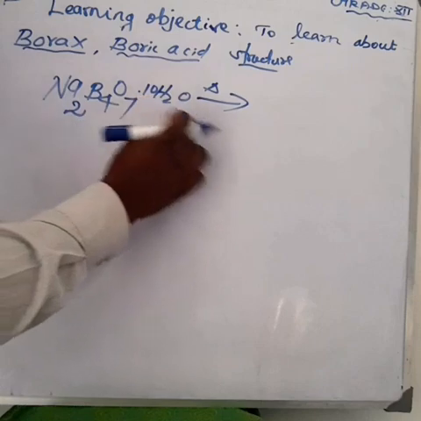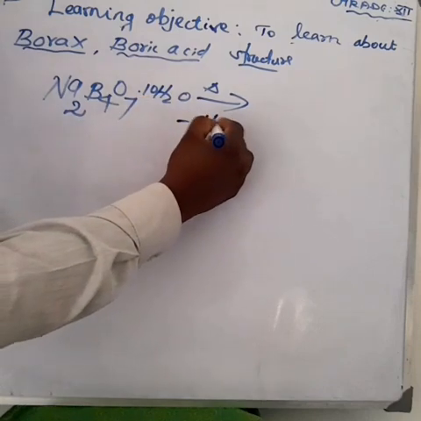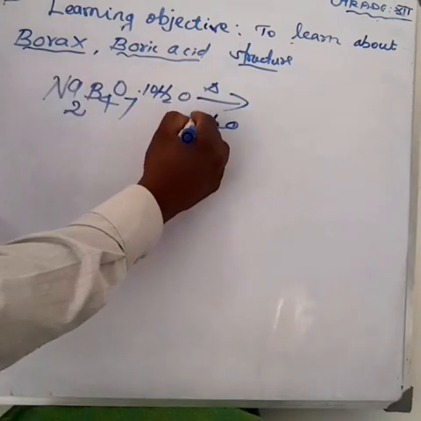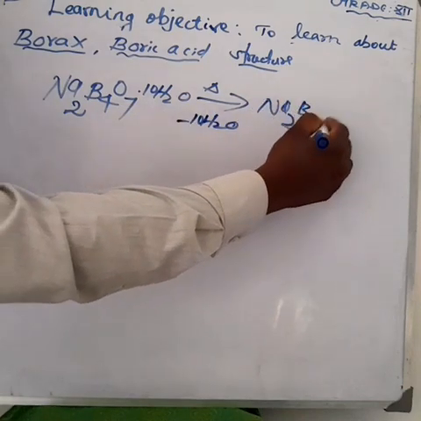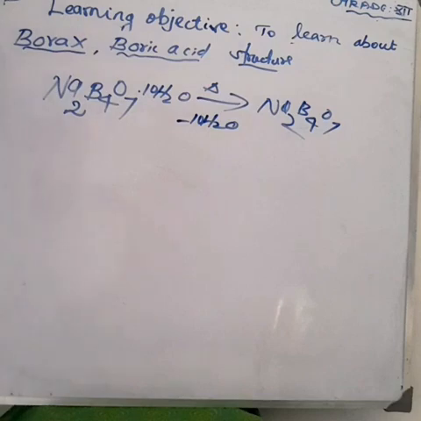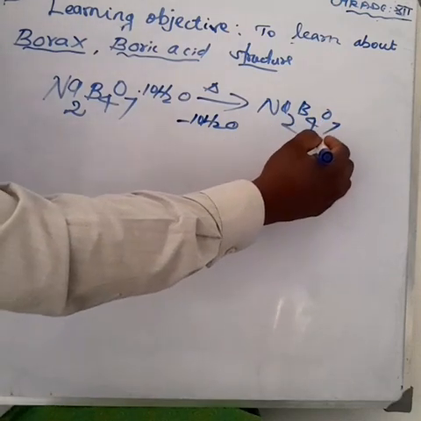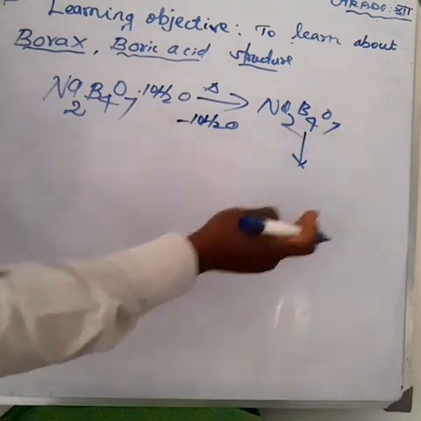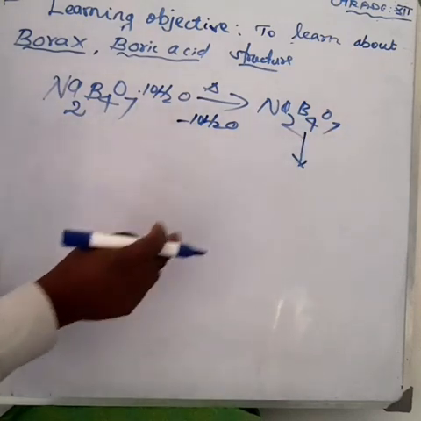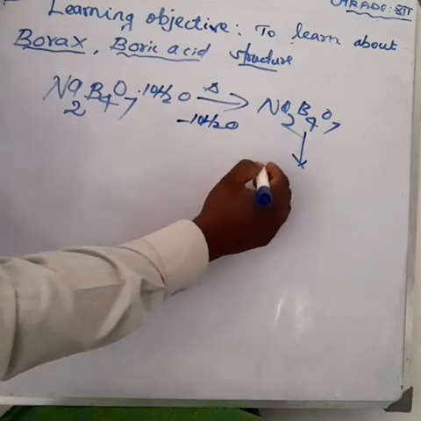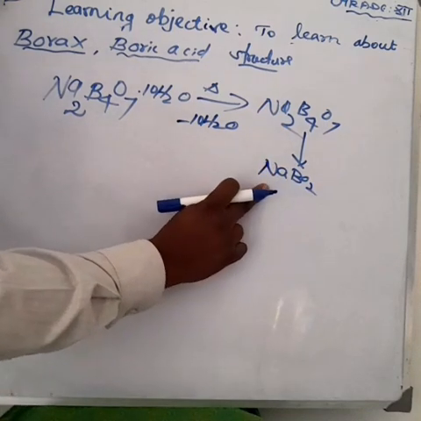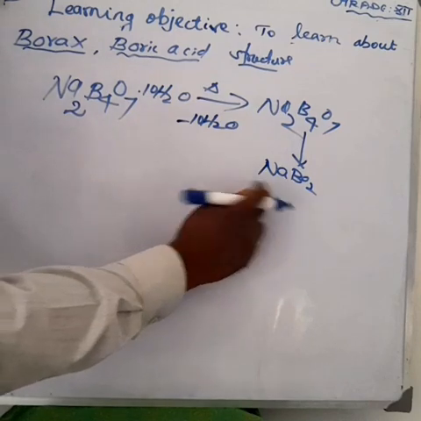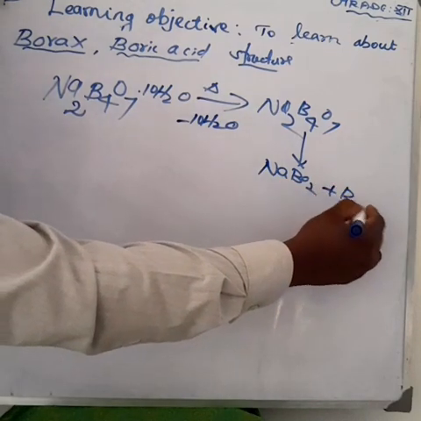On heating, what is the first step? The removal of water molecules. We get Na2B4O7, borax. Then again this undergoes reaction and we get sodium borate. What is the formula? NaBO2 plus boron trioxide B2O3.